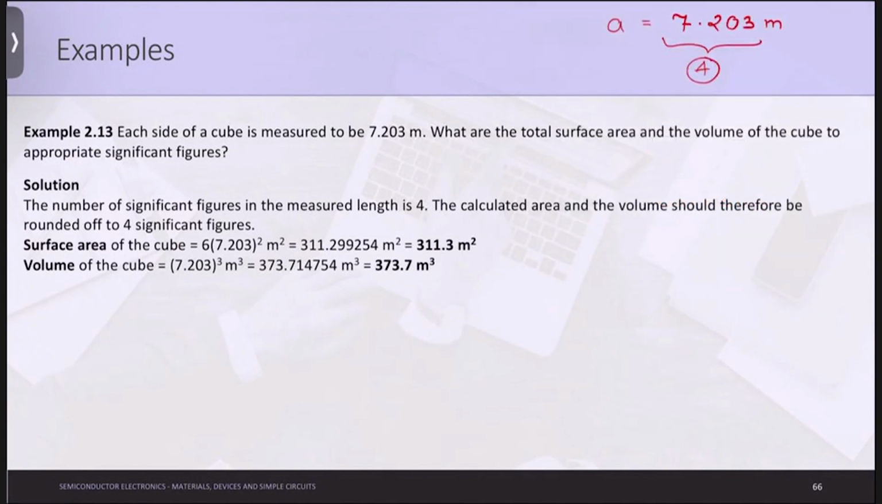Okay, so what are the total surface area and volume of the cube to appropriate significant figures? What does it mean by appropriate significant figures here? What is the maximum number of significant figures we know for a cube? If it is 4, then the maximum value which a surface area or a volume can be known is also till 4 significant digits only. That is the main crux. Let us see the calculation, we will understand much more clearly.